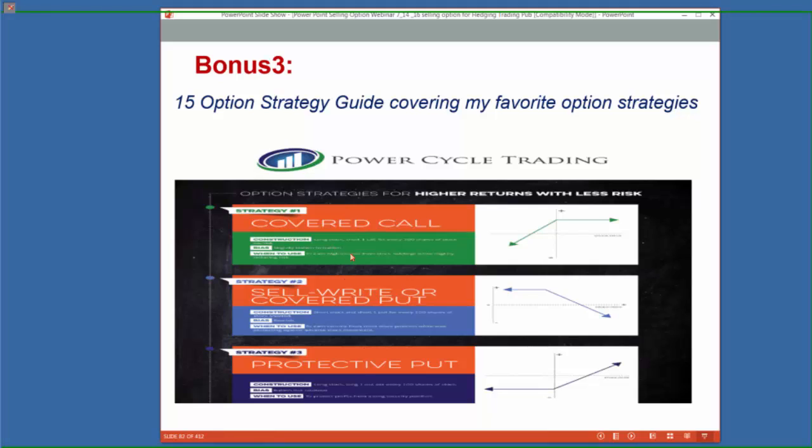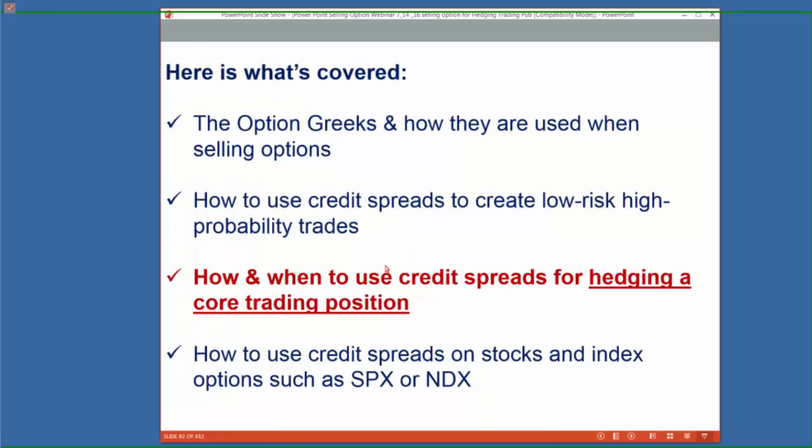Now in the course, this is the outline of the course. It starts out with the option Greeks that are important to selling options. It's just going to go over the practical Greeks and how they're used for these options. And then I go through how to use credit spreads to create these low risk, high probability trades.